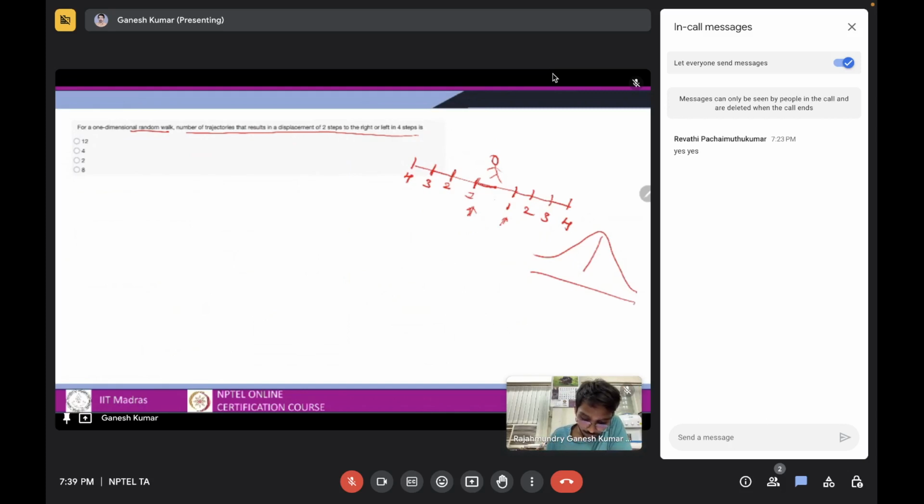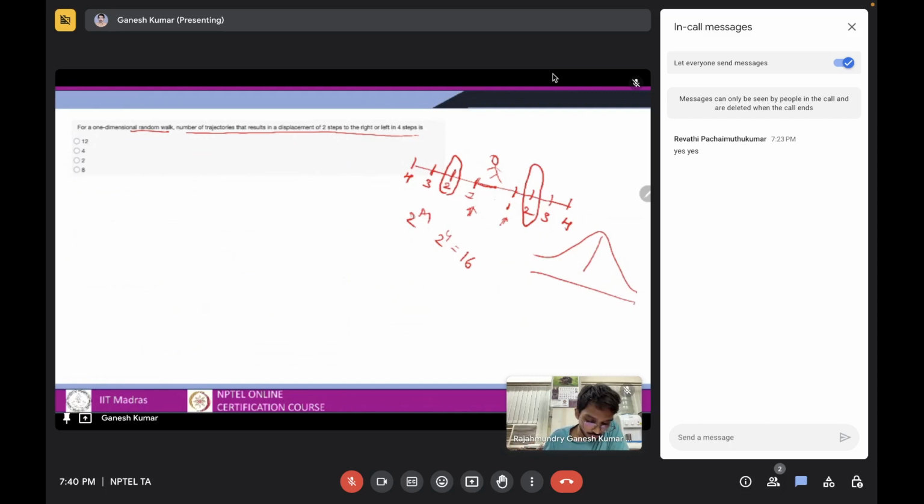So coming to the problem, the drunkard is making 4 steps, and out of these, how many trajectories are possible in such a way that he ends up at the second step to his right or the second step to his left? The number of trajectories possible is as per the formula 2 to the power M, where M is the number of steps, so 2 to the power 4 is 16. So 16 ways are possible, out of which how many ways will the drunkard end up at the second step, given that he is making 4 steps overall?